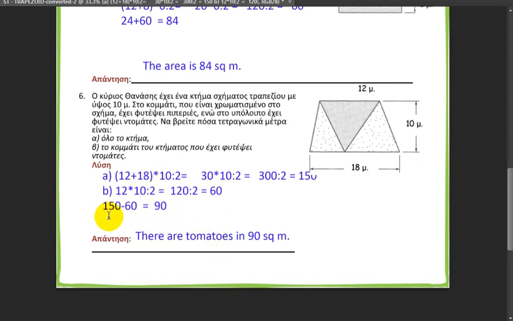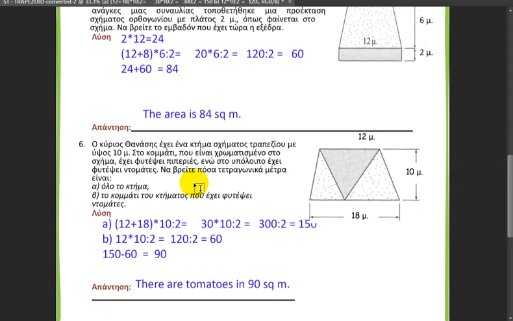So there you go. That's all the exercises. If you need to take another look, just pause the video.